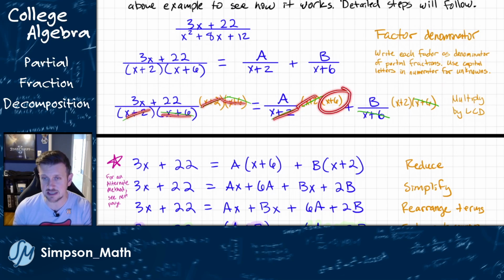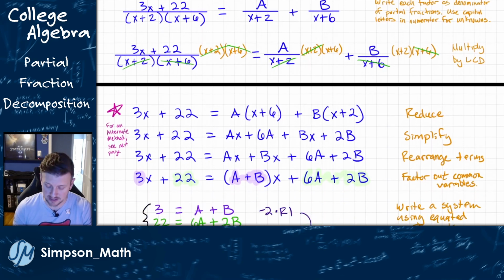Notice I'm going to be left with this x plus 6 on the A term, and I'll be left with the x plus 2 on this B term. And so we'll write that out. So now I have just this numerator equals A times x plus 6, and then B times x plus 2. I'll put a little star here, because in a second I'm going to come back and show you an alternate method for determining A and B.